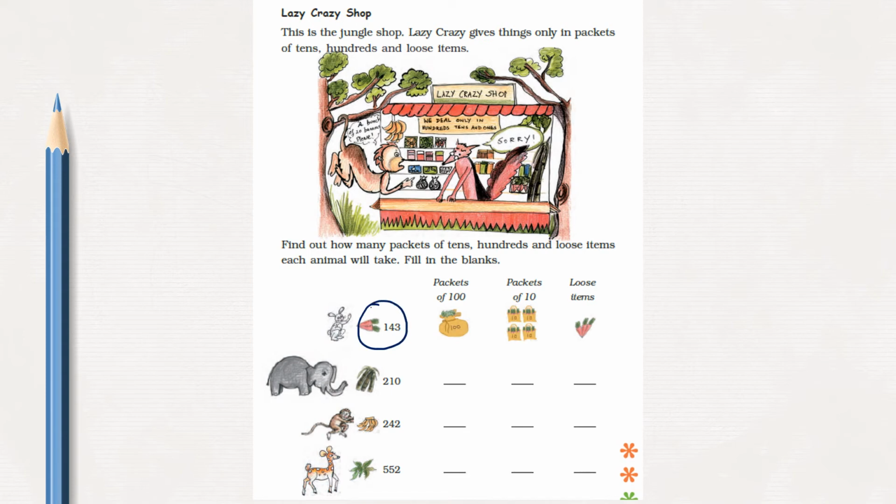So here rabbit needs 143 carrots. For this, he needs 1 packet of 100, 4 packet of 10. So that makes 140 and 3 loose items. Okay. 210. 2 bags of 100, 1 bag of 10 and 0 bag of loose items, and so on. After applying the same trick, here are the answers. Any confusion, you can just comment on the chat box.